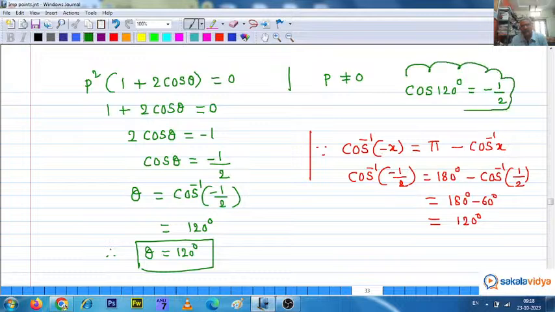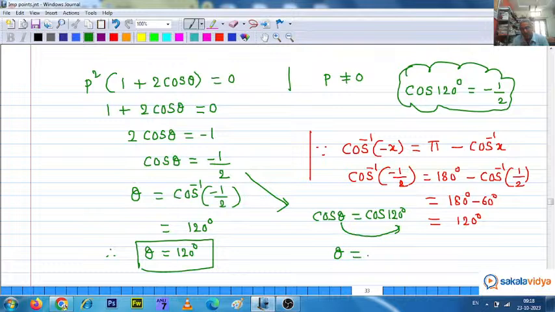So remember this one. Even this can be done in a different way also. Here cos theta is equal to cos 120 degrees we can write, because cos 120 is equal to negative 1 by 2, the negative 1 by 2 can be replaced with cos 120. So theta is equal to 120 degrees by comparing. You can do this method also, whichever is convenient, you need to apply in the examination. I hope this is very clear to you. So now let us move to yet another very interesting problem. Let us move to the next problem.